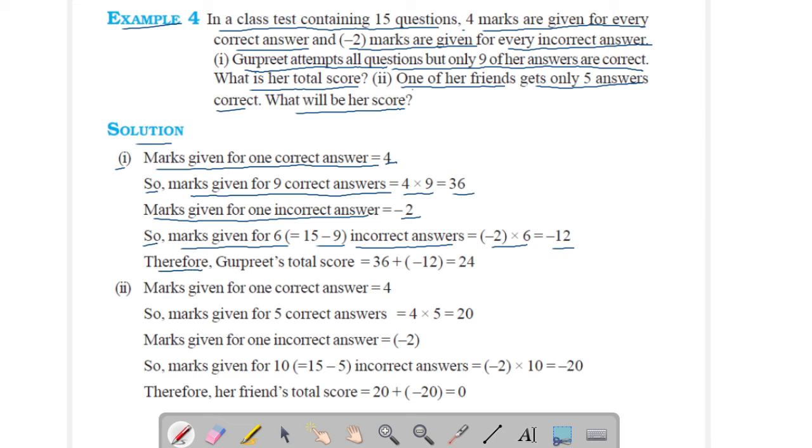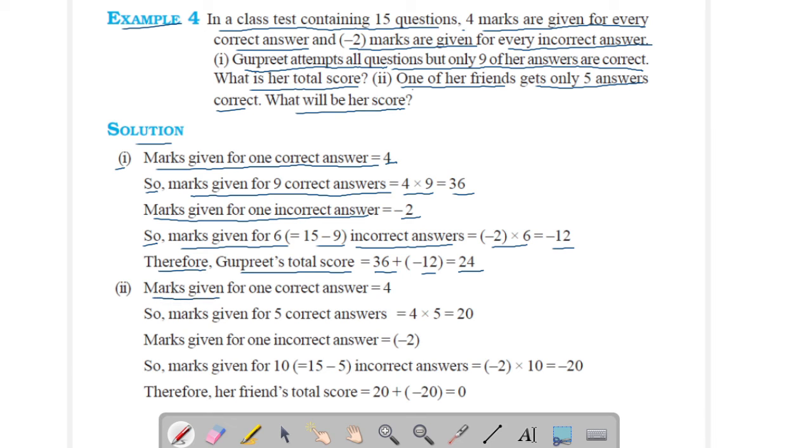Therefore, Gurpreet's total score will be 36 plus minus 12. What will you get? If you open this bracket, plus minus minus, you will get 36 minus 12. And if you subtract 12 from 36, you will get 24. Gurpreet's total score is 24. This is your answer. Now second part.